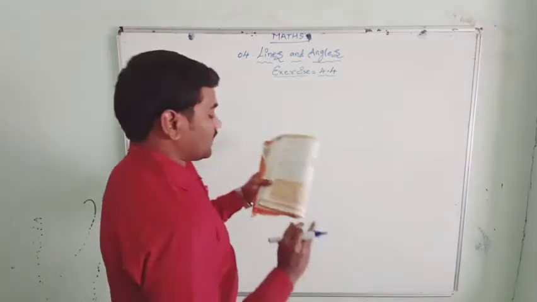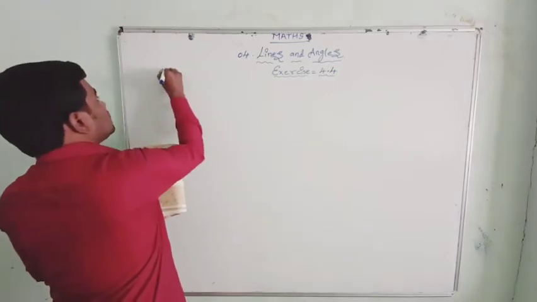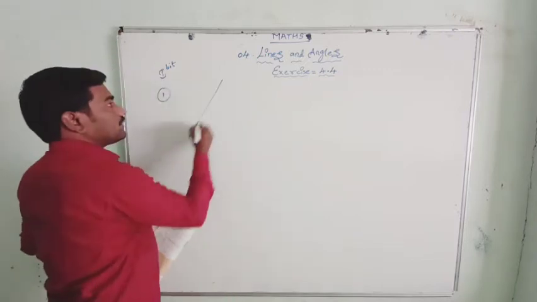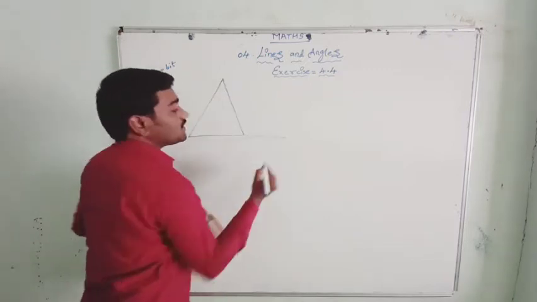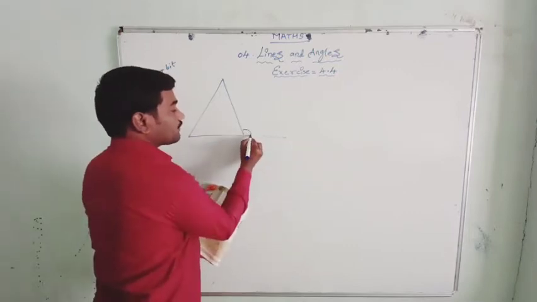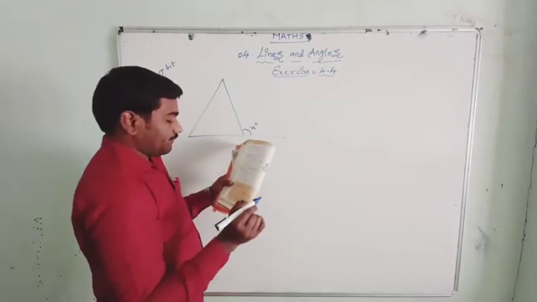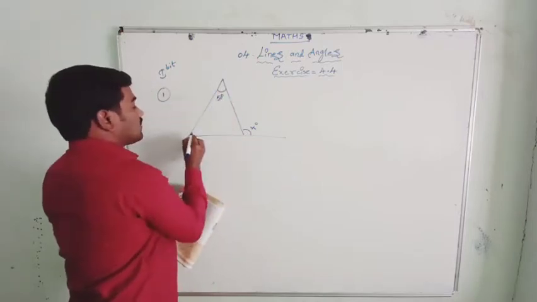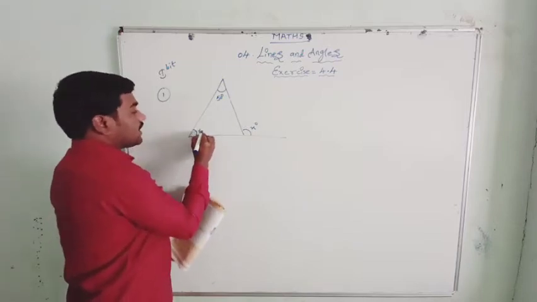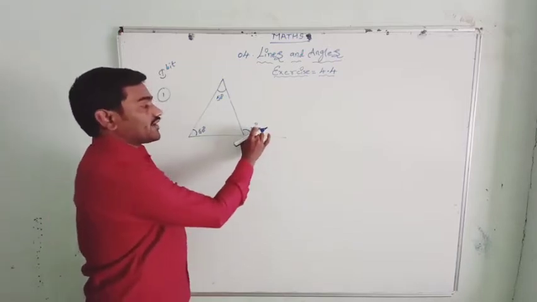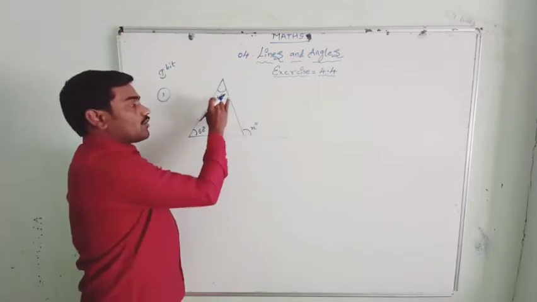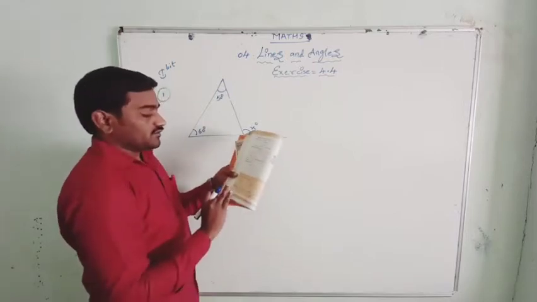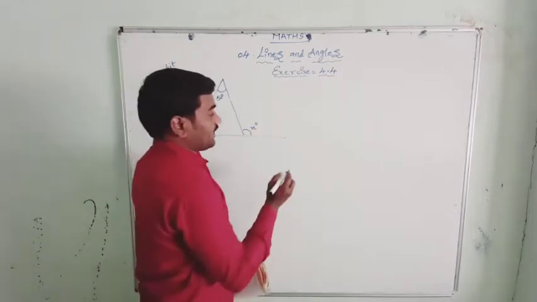The first bit has 3 internal questions. Let's go for the first one. All these 3 problems are based on the same property of a triangle: the exterior angle of a triangle is equal to the sum of the opposite interior angles. So here in the first bit we need to find the x, y and z values.